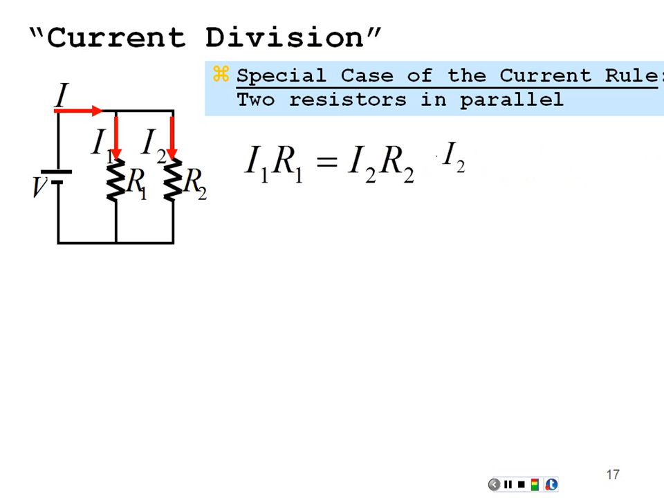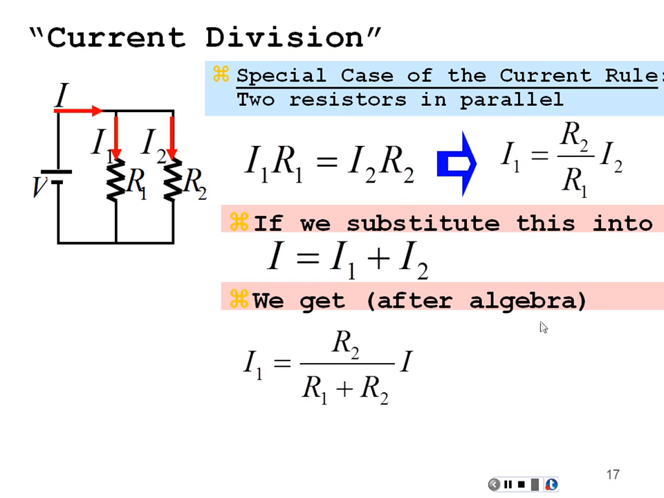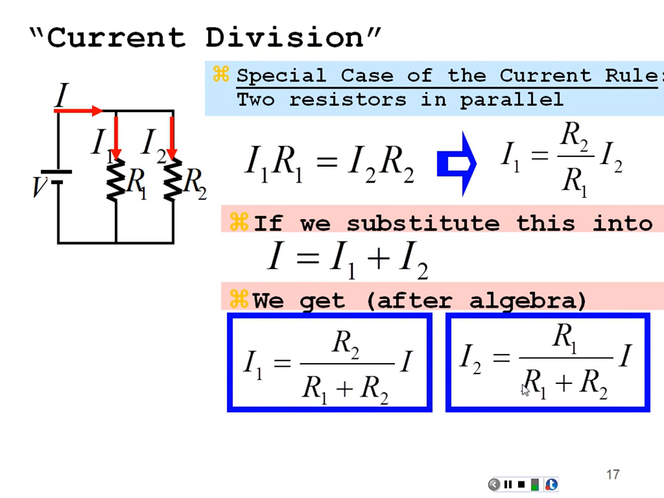Hence, I can say that I1 is equal to R2 divided by R1 times I2. I'm going to substitute this into Kirchhoff's current rule. Since I is equal to I1 plus I2, I'm going to substitute in for I1 in terms of I2. And with a little bit of algebra, I would get these two results. I1 is equal to the opposite resistor, R2, divided by R1 plus R2 times the current flowing into that junction. And I2 is equal to the opposite resistor, R1, over R1 plus R2 times the current going into that junction.